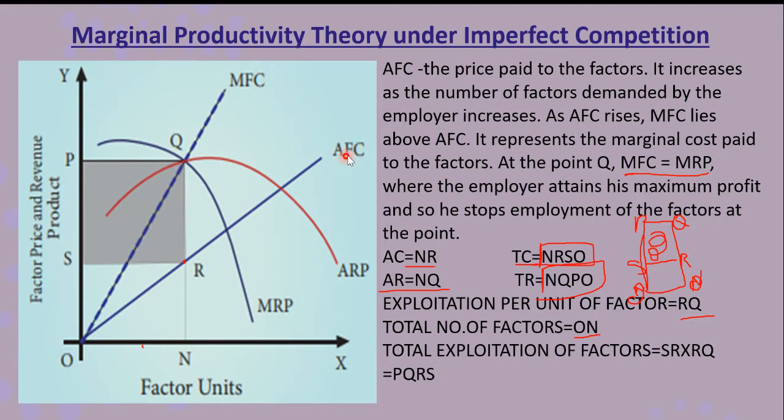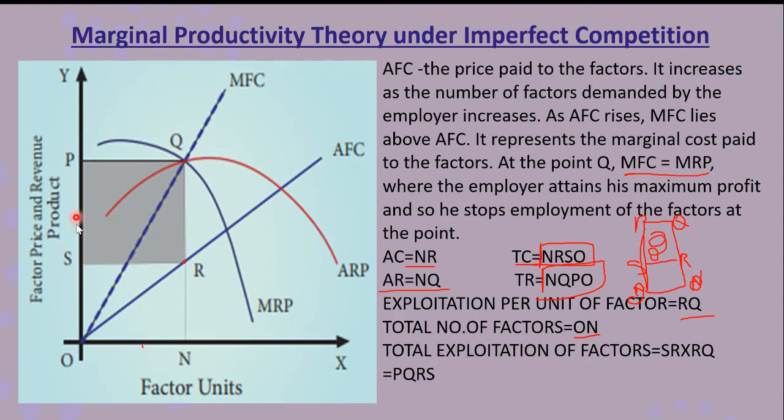AFC curve, average fixed cost, slopes upward, it rises. As it rises, MFC curve also rises and it lies above AFC. Then we have the ARP and the MRP curve. The MFC and the MRP cut at Q. So Q is the point of equilibrium. This is the place where the entrepreneur will stop employing the factors of production. From Q, if you draw a line, we get ON. This line joins x-axis at N. So ON is the factor units.